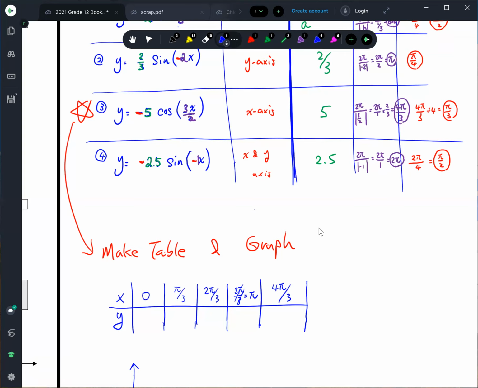Now for the y value, because it's cosine, you need to keep in mind, cosine starts with what? What's the starting point for cosine, Caleb?